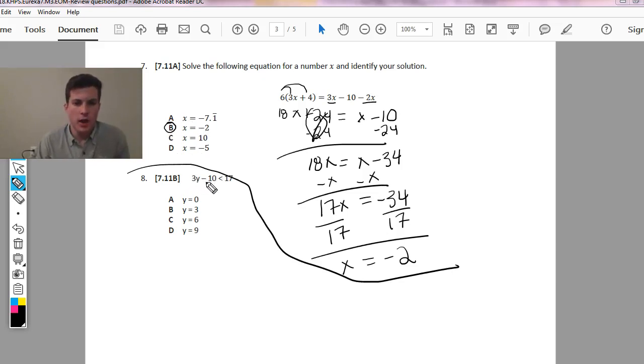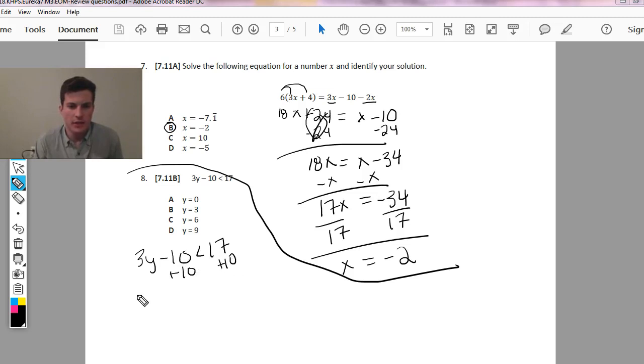Number 8, 3y minus 10 is less than 17. It wants you to find y. Okay, we can do that. 3y minus 10 is less than 17. Add 10 to both sides. Okay, this should seem like an old skill. We've done this many, many times now, and we will continue to. So I have 3y minus 10 plus 10 cancels to 0. This is less than 17 plus 10 is 27.